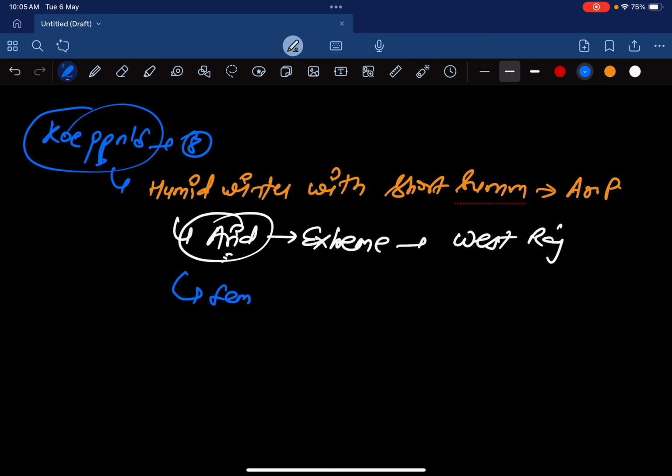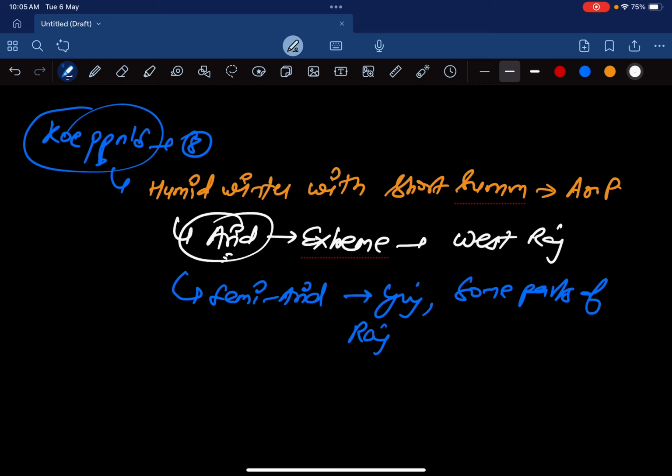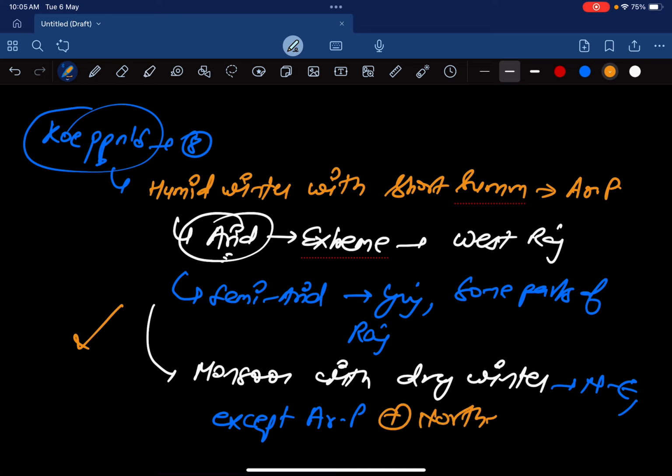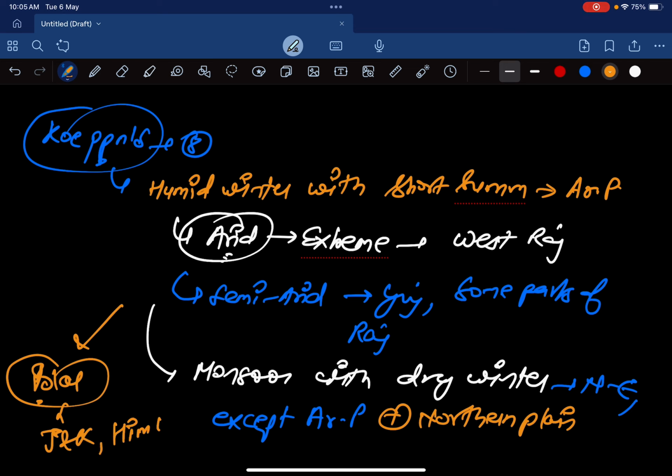Now the semi-arid type, Gujarat and some parts of Rajasthan. The next one is monsoon with dry winter. It is the whole northeast except Arunachal Pradesh, plus even the northern plain. Then we all know about polar, J&K, Himachal Pradesh, or the Himalayan region, right, and Uttarakhand, right.